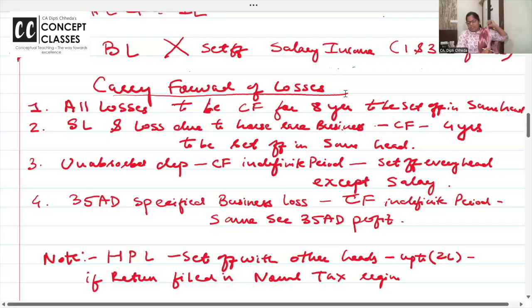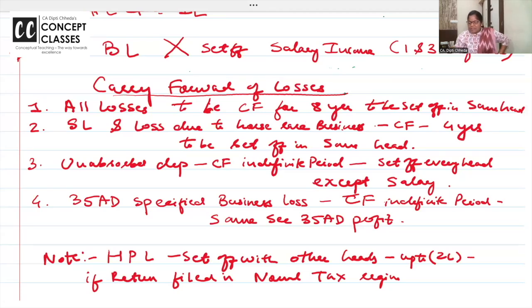Carry forward of the losses. All the losses can be carried forward for 8 years to be set off in the same head, except speculative loss and loss in case of owning and maintaining horse races, which you can carry forward for 4 years. I have done grouping so that it's easy for you to remember.